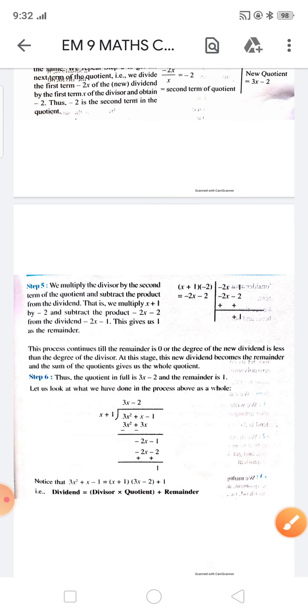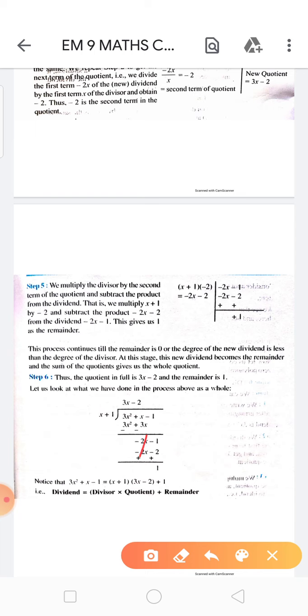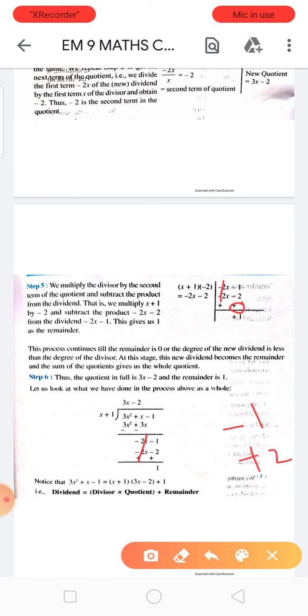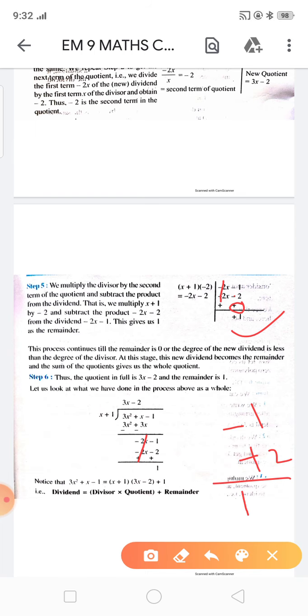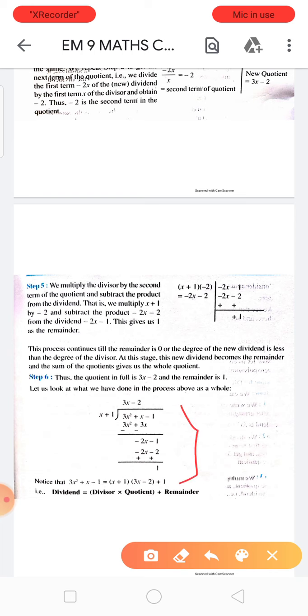Now subtracting this step, these two terms cancel, and minus 1 plus 2 means plus 1, and the biggest term is positive, so we write 1. Here we get the last remainder, which is 1. So in the last step, step 6, we write this step perfectly and get the remainder 1.